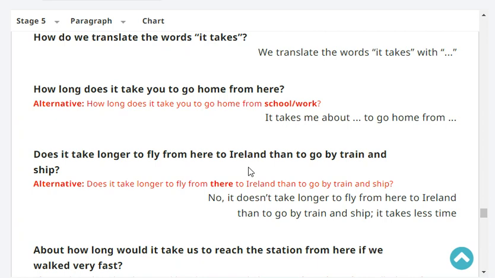No, it doesn't take longer to fly from here to Ireland than to go by train and ship. It takes less time.